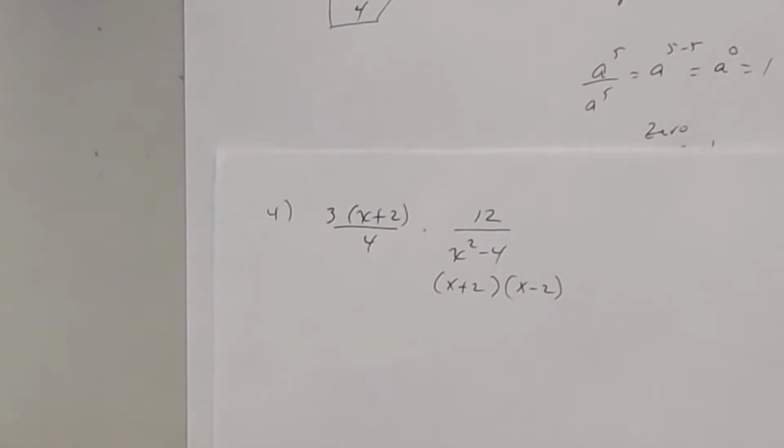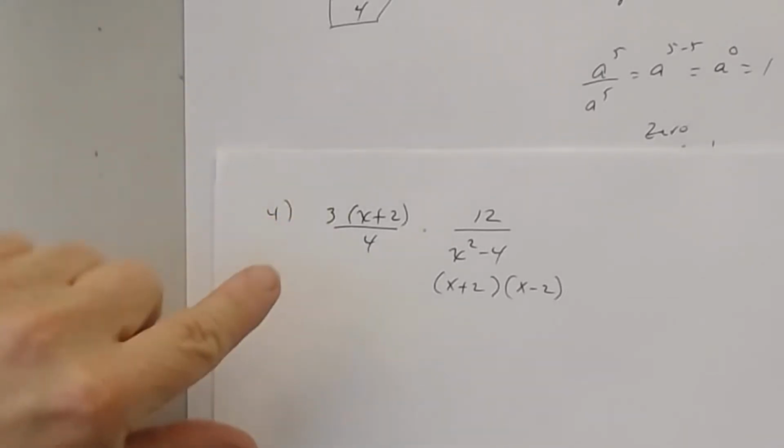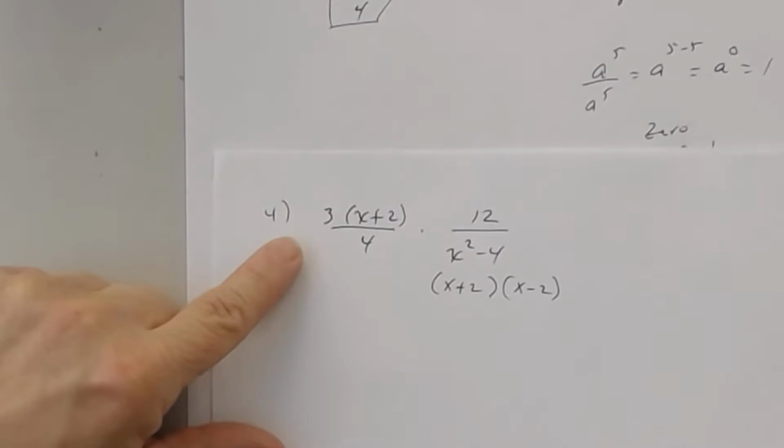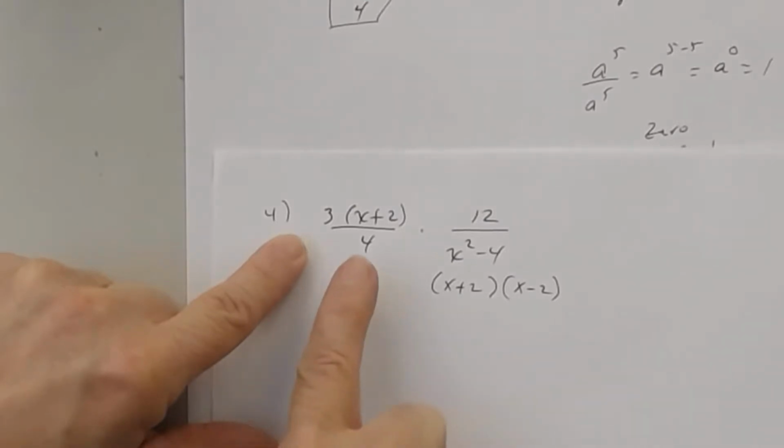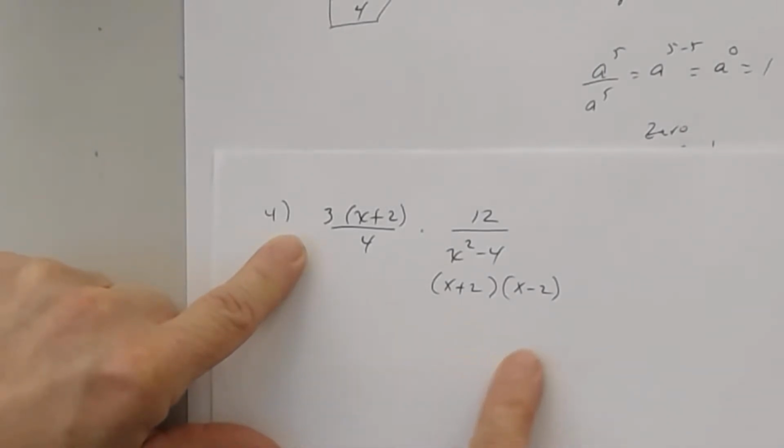The way you want to do this, though, is you want to go through your numerators and look at each factor. What's the first factor I see in the numerator? 3. Will that 3 reduce with a factor in the denominator? Now, before we go on, how many factors do you see in the denominators altogether? 3. They are 4. What's the other one? X plus 2. What's the other one? X minus 2.